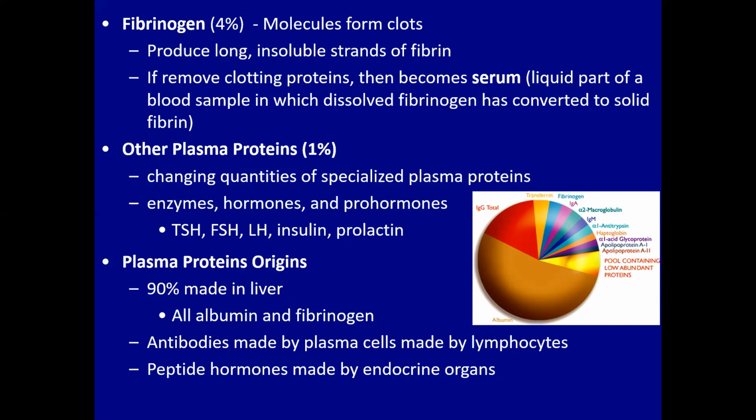90% of all plasma proteins are made in your liver. The antibodies from the globulins are made by lymphocytes, and then you have peptide hormones that are made by endocrine organs. With this image, you can see that we have albumin here, we have fibrinogen here, and then we have that 35%. This is immunoglobulins that makes up part of that 35%. This also makes up part of it here and here, right? And then you have this 1%, this small area right here.